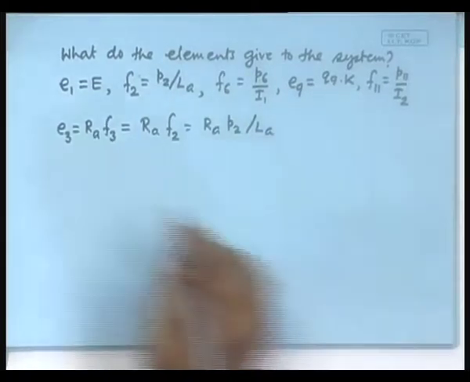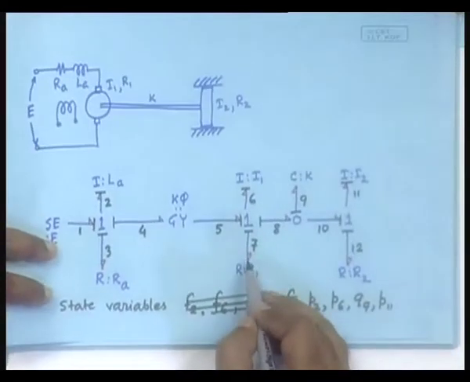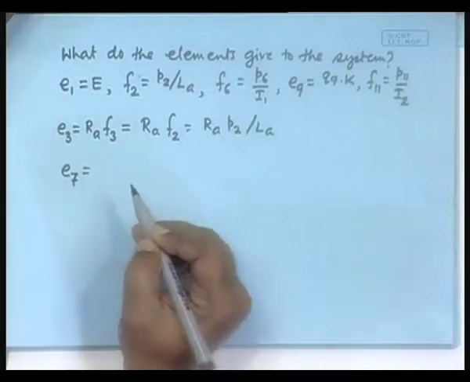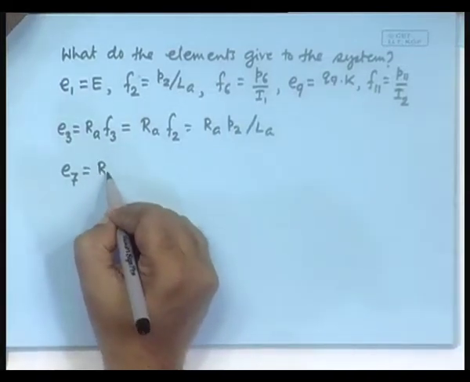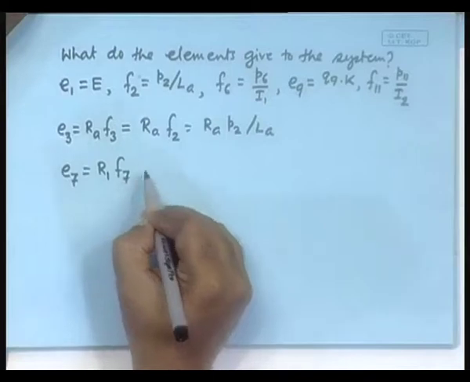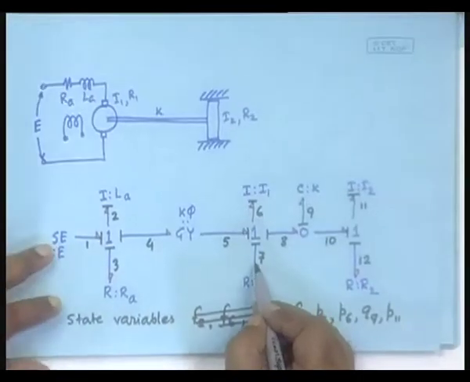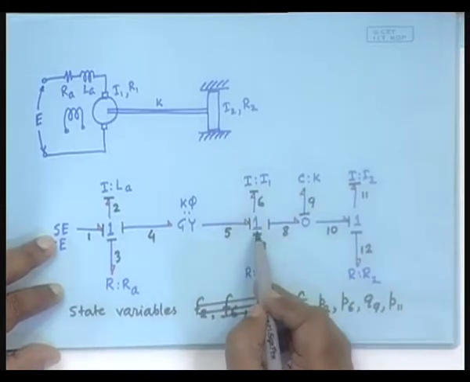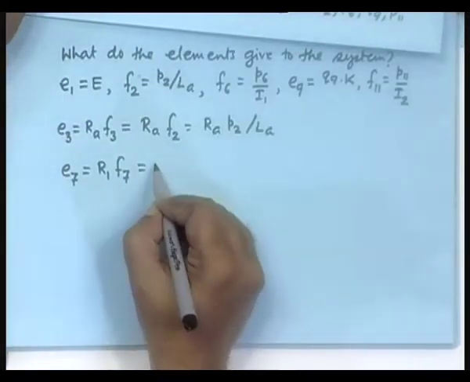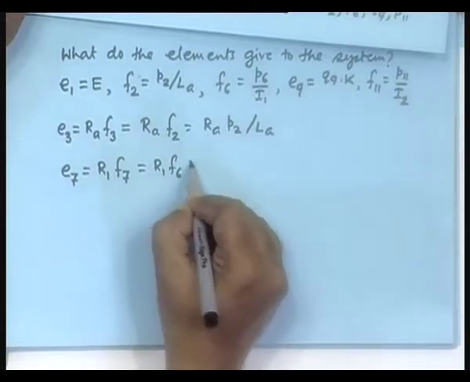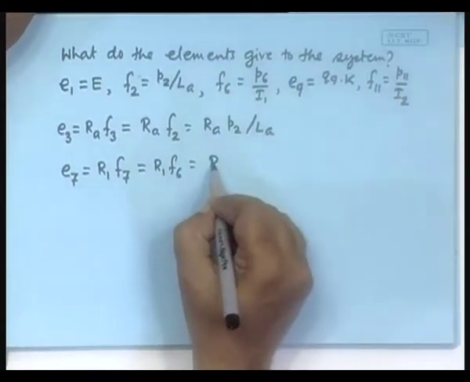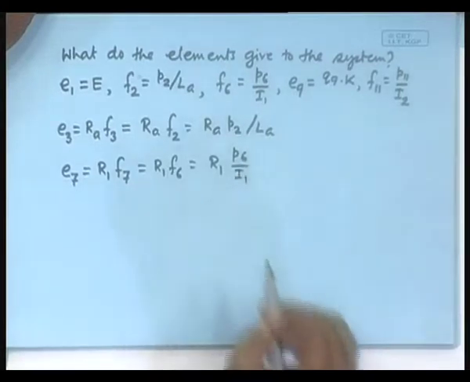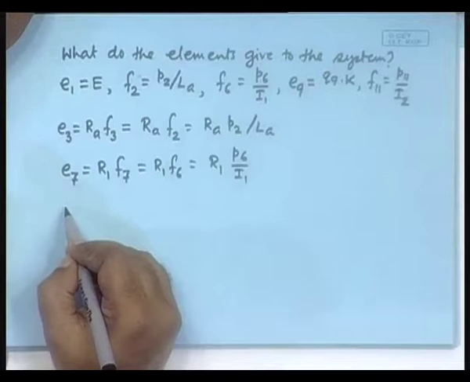Completed. Second one, what does it give to the system? E7. E7 is R1 F7, and F7 information comes clearly from here, that is a strong bond bringing in that information. So, R1 F6, which is again simple, R1 P6 by I1.